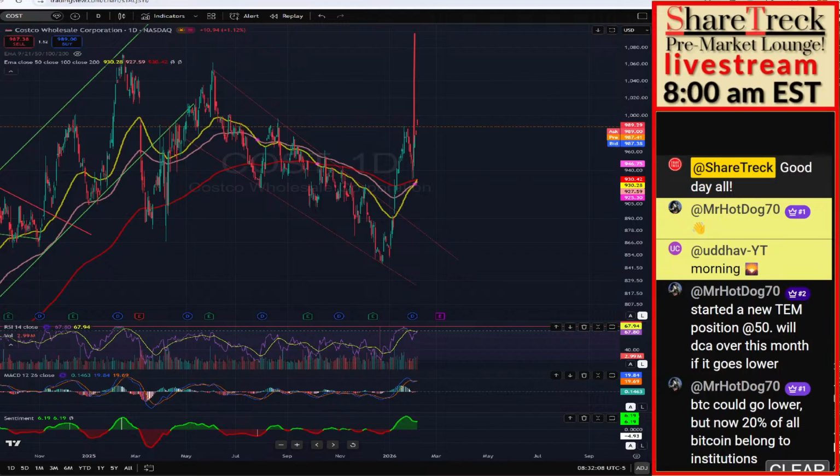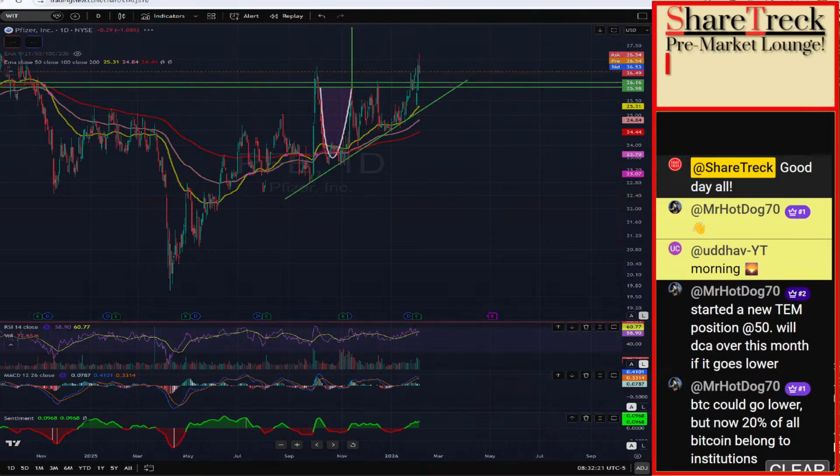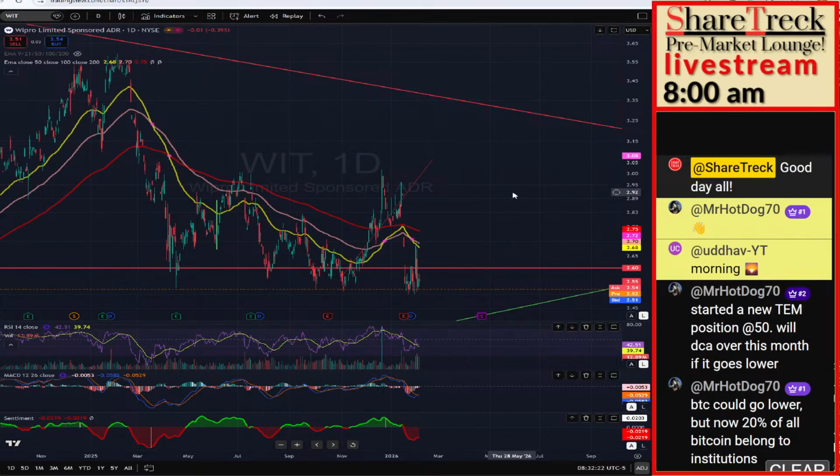I also have BRK on the Canadian side. I'll take every opportunity to dollar cost average and increase my holding of Berkshire. I have Pfizer, as I mentioned before. So these are all some of the things that I have. And I also have Wipro. I had bought Wipro with the idea that it will bounce off this support at 2.61, but that did not happen. We are consolidating out here.